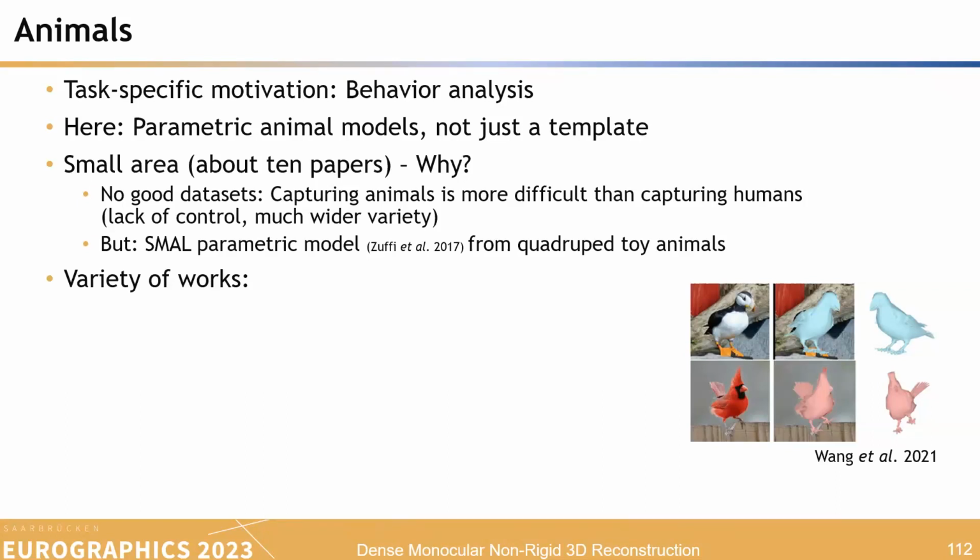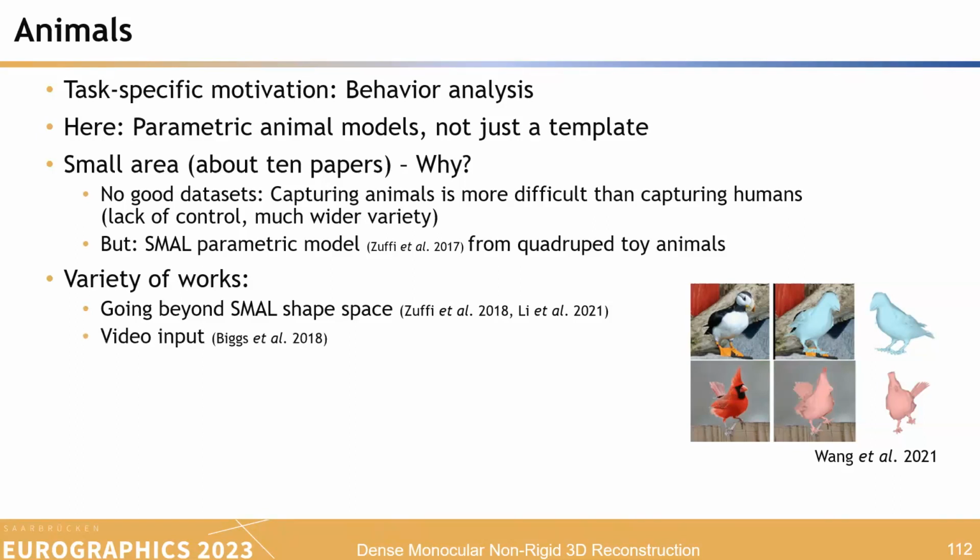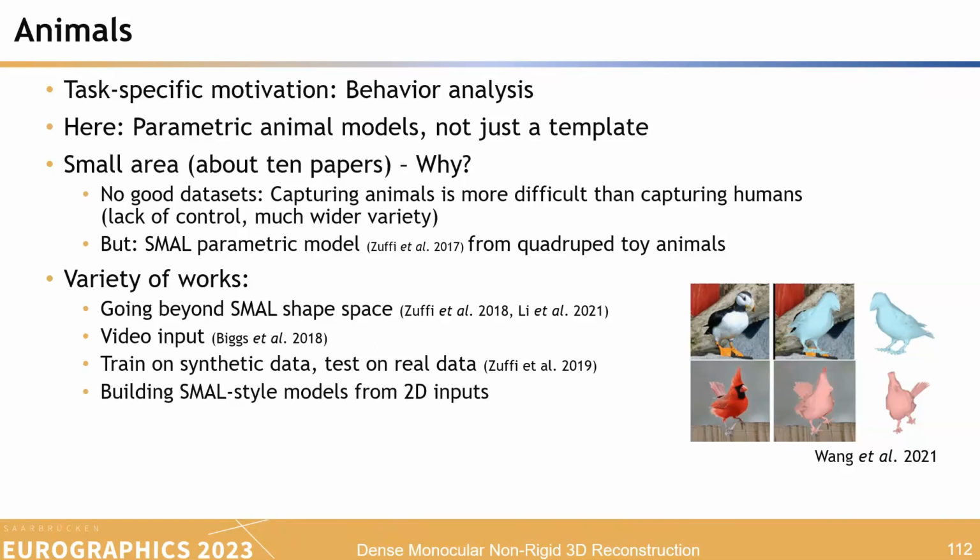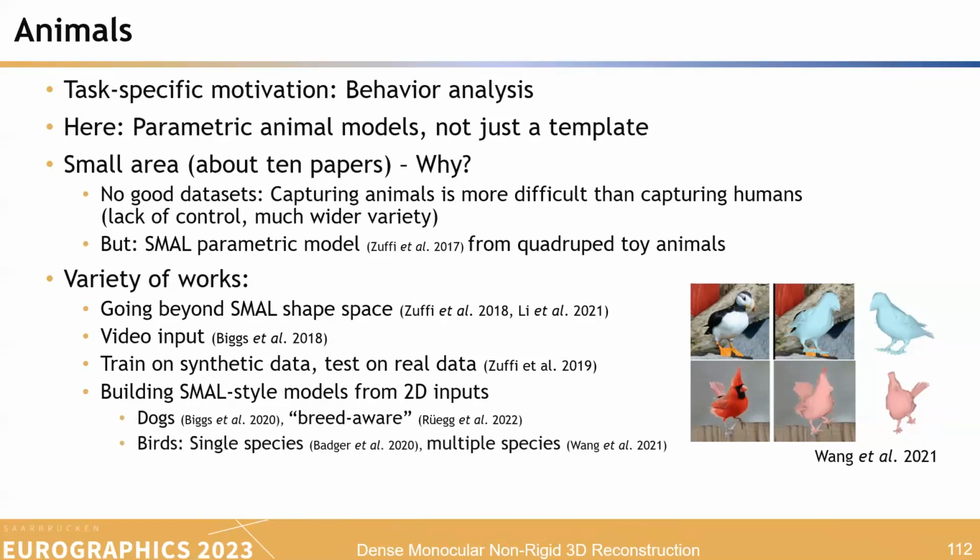There have been a variety of works which incorporate this SMAL model or improve on top of it. For example, works which take video input instead of a single image, and works which train on synthetic data and show generalizability on real data. There are methods which build these SMAL-style models from 2D inputs, methods which are specific to different categories of animals, and also methods for birds, which take a template and deform it.